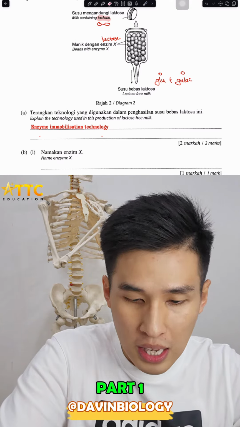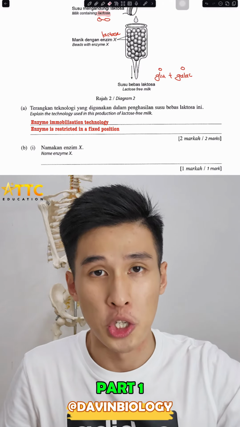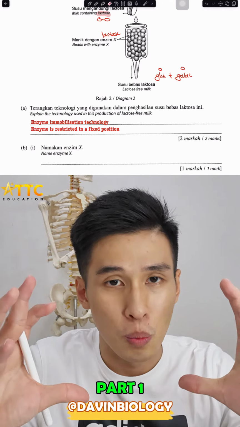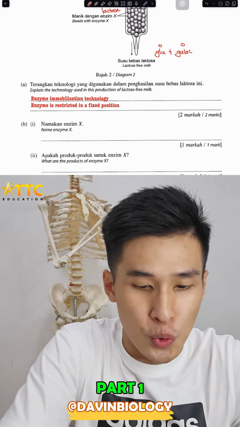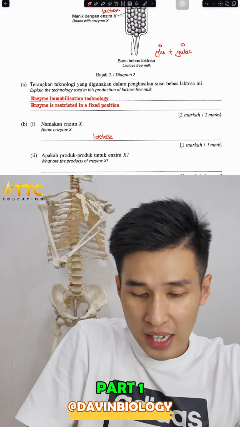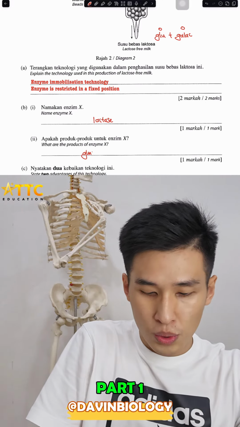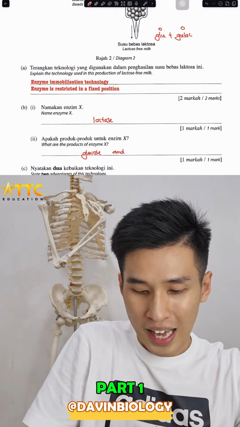So how to explain this? Literally, I just mentioned already. Enzyme is restricted in a fixed position. 我把 enzyme 固定在一个位置. Name the enzyme X, as you already mentioned, to produce lactose-free milk. I want to break down lactose, so I'm going to use lactase. The products of lactose breakdown are glucose and also galactose.